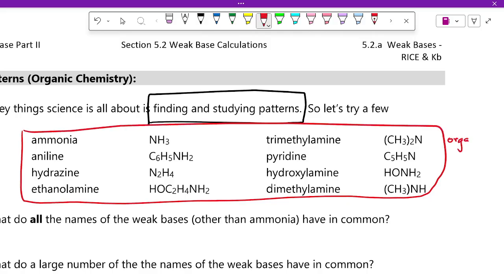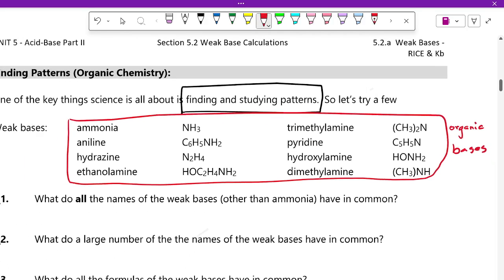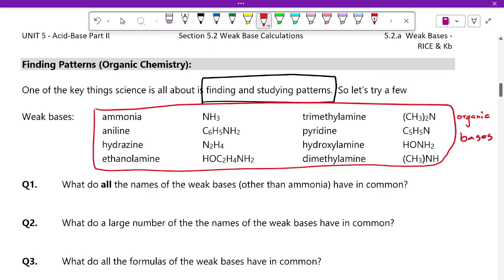These are organic bases. Except, they're not all organic bases, but they're all bases. Let's get rid of the word organic. Okay, there we go. Better. What do all the names of the weak bases, other than ammonia, have in common? You can tell your partner. They end in?